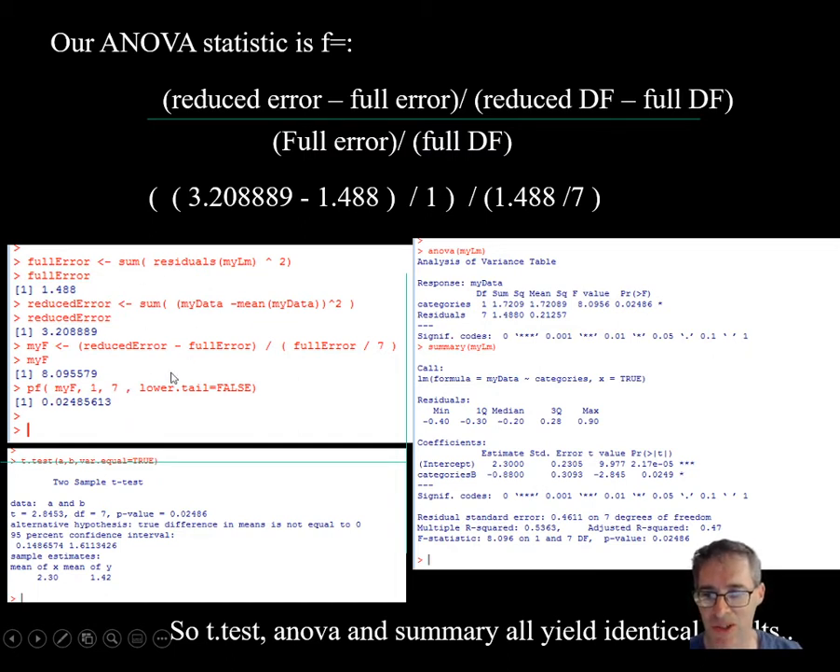So we can do this in 3 ways now. We can get this 0.0248 as our p-value by hand crunching these numbers into here. We can say t-test with the assumption of equal variance equal to true and get this 0.0248. Or of course we can just say ANOVA mylinear model, and all of these various errors and degrees of freedom show up in our ANOVA table with the appropriate p-value of 0.0248.